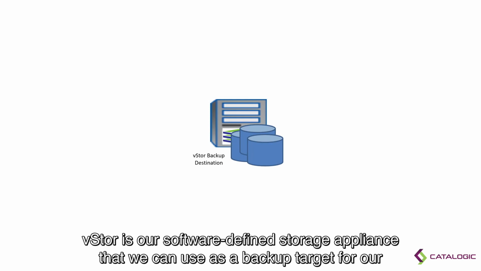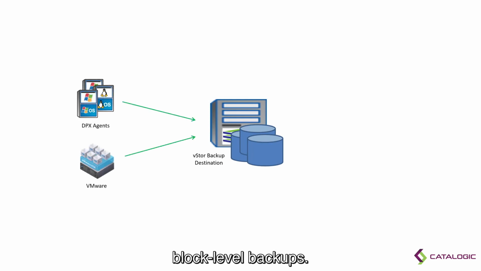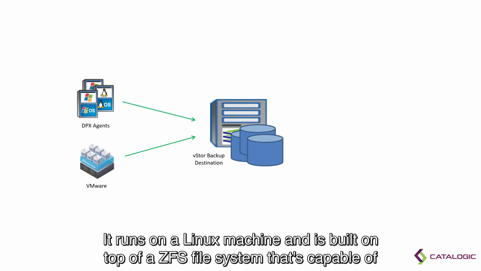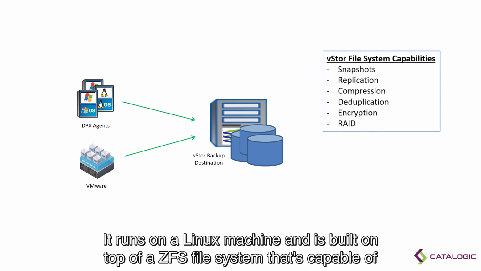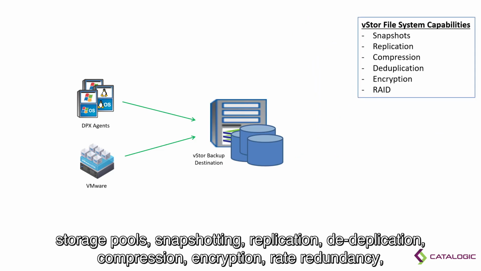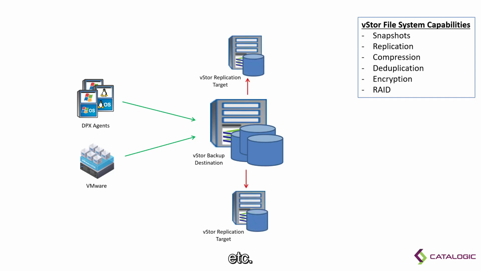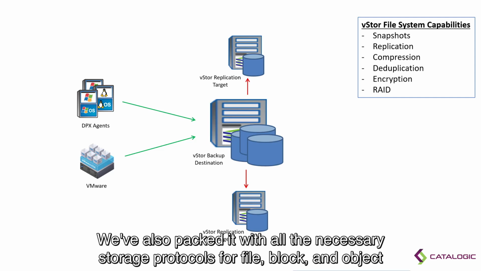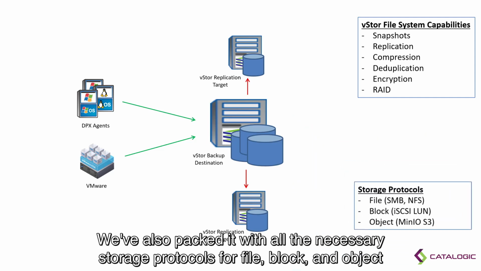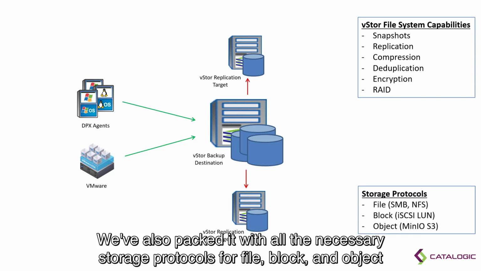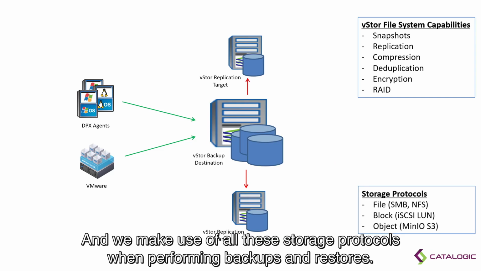vStor is our software-defined storage appliance that we can use as a backup target for our block level backups. It runs on a Linux machine and is built on top of a ZFS file system that's capable of storage pools, snapshotting, replication, deduplication, compression, encryption, RAID redundancy, etc. We've also packed it with all the necessary storage protocols for file, block, and object storage. And we make use of all these storage protocols when performing backups and restores.